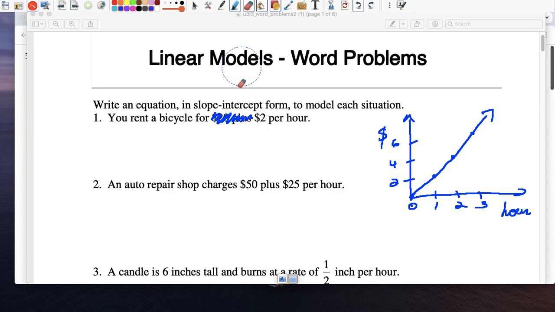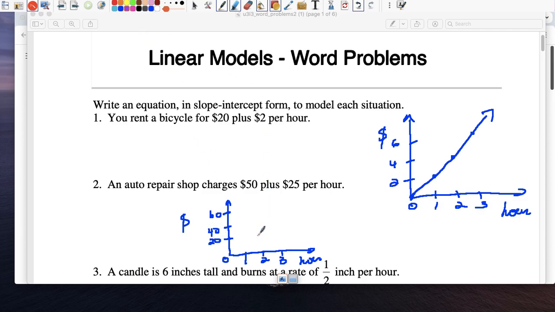But in this other case, it's not a proportional relationship. Still linear, but not proportional, right? It's still a straight line, but here, slight difference. So again, 0, 1, 2, 3 hours, and here's again my cost. I'm going to go differently here. I'm going to go by 20, 40, 60. So think about this for a second.